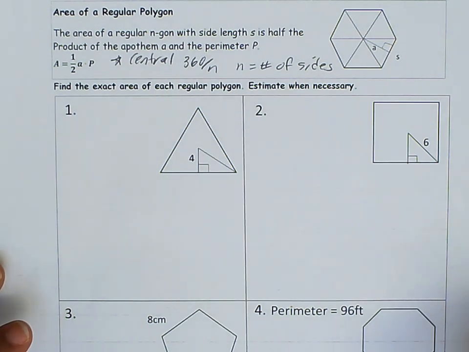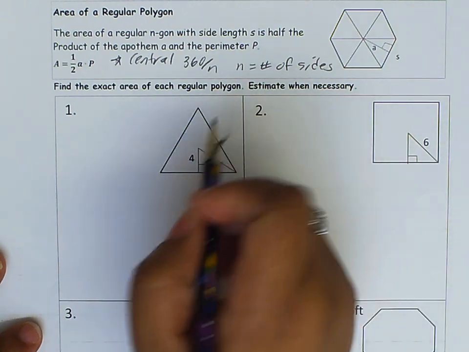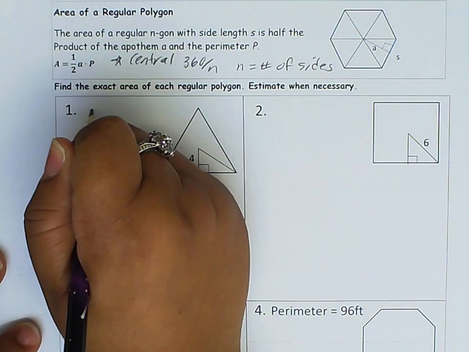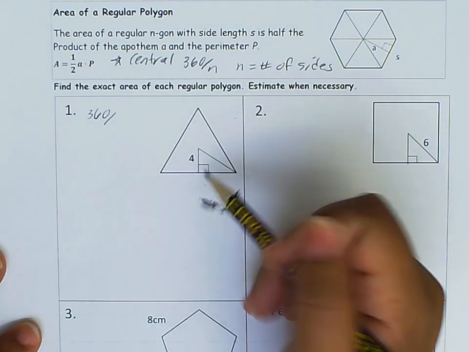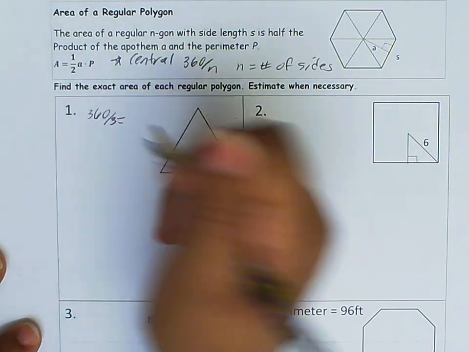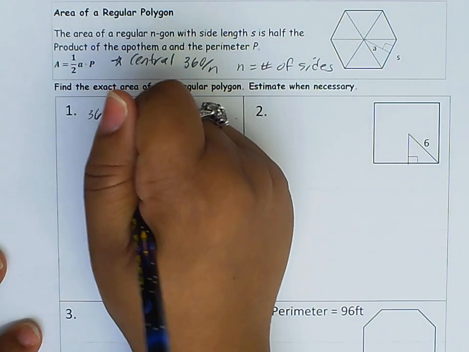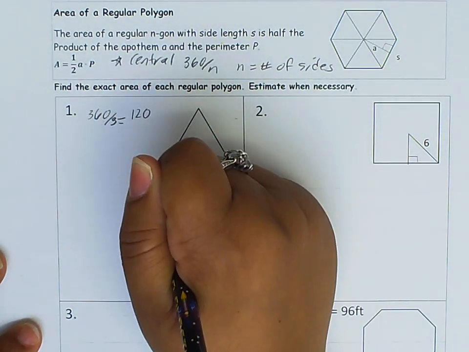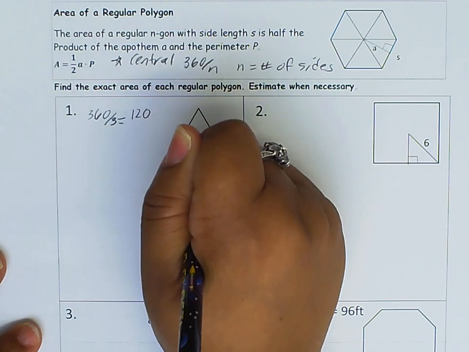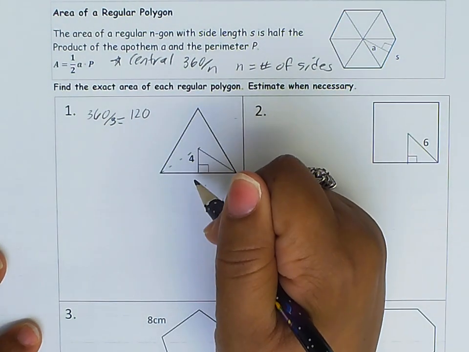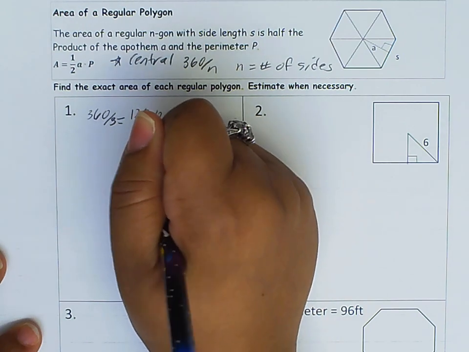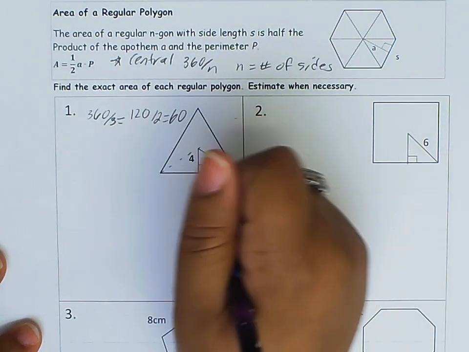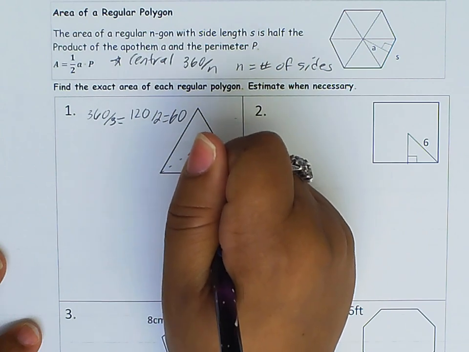So what I want to do first is figure out my central angle. So I'm going to go ahead and take 360 and divide it by the number of sides. In this case, it's 1, 2, 3, which gives me 120. Well, the central angle technically is this whole part, but I have half of it, so you have to take the 120 and divide it by 2. All right, so now this is a 60 angle right here.